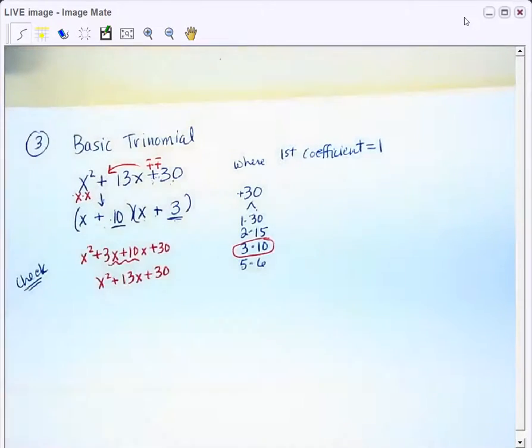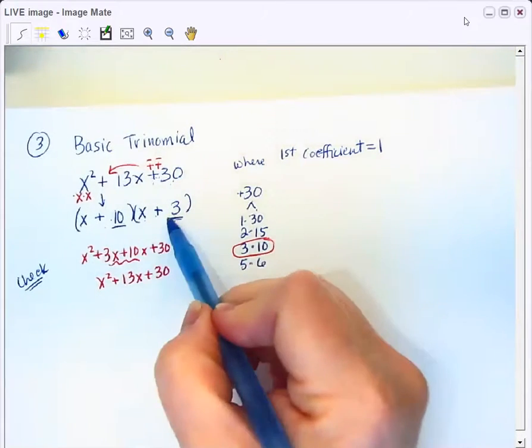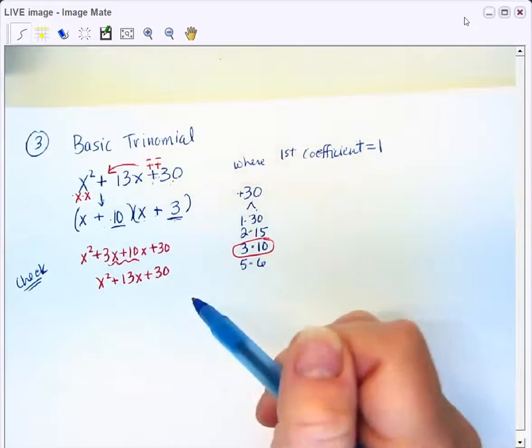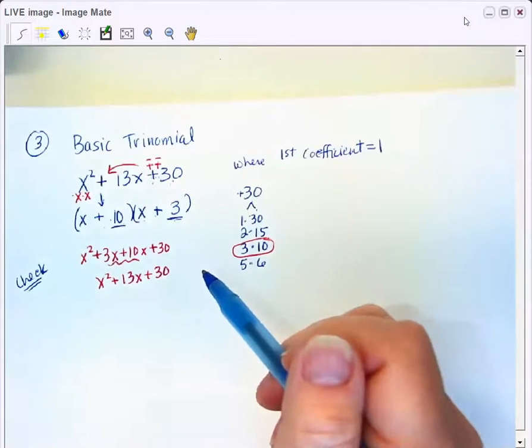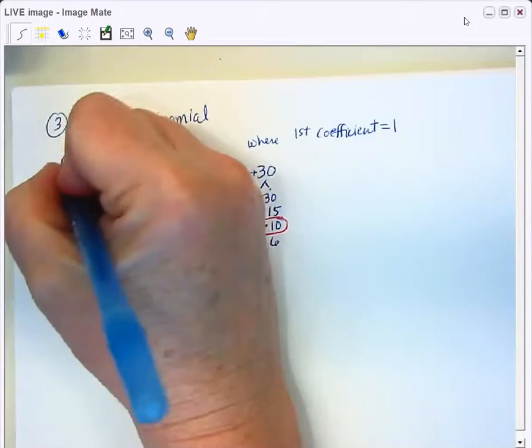I'm not requiring that of you guys. They may have done that in middle school if you got that far. I'm not requiring that. However, I would encourage you to do a mental check. 10 times 3 is 30, and 10 plus 3 is 13. You're done. That would be your final answer. Okay, let's try a couple more.